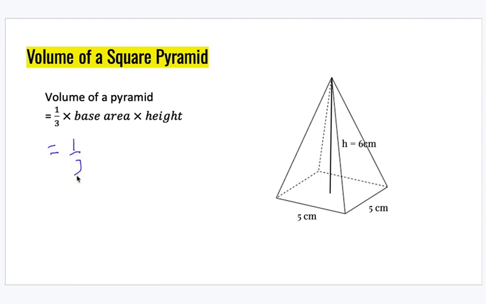In this case here, the base is a square, so we have 1/3 the base area, which is 5 times 5, times the height, and this works out to be 50 cm cube.